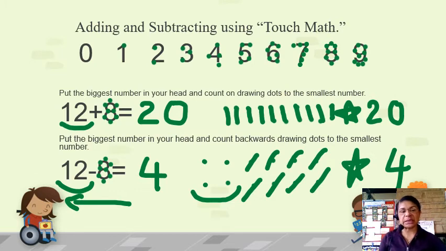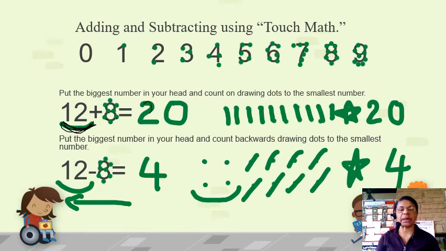Let me show you exactly what I did here. It says 12 plus 8. I know 12 is the biggest number right here. So I put 12 in my head. And then I went in here and I put the dots on number 8 and I counted 12, 13, 14, 15, 16, 17, 18, 19, 20.